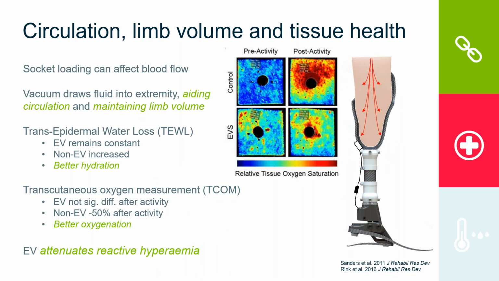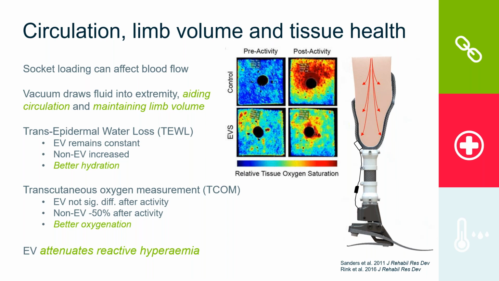Whether or not the suspension is of good quality, pistoning and poor socket fit can still occur because of changes in the residual limb shape. So total limb volume often reduces throughout the day as fluid is pushed out by the movement and compression of the limb against the socket. When the limb volume shrinks, it affects socket fit. And this often occurs in the afternoon, even if the fit was of good quality in the morning.